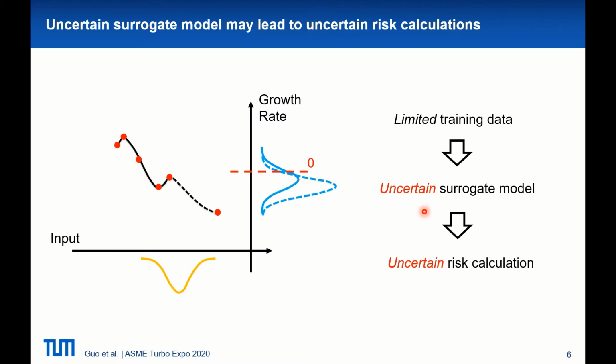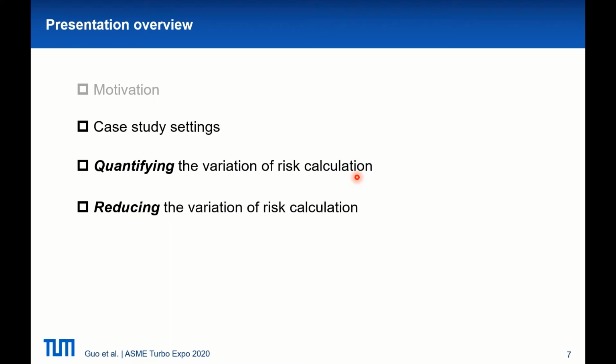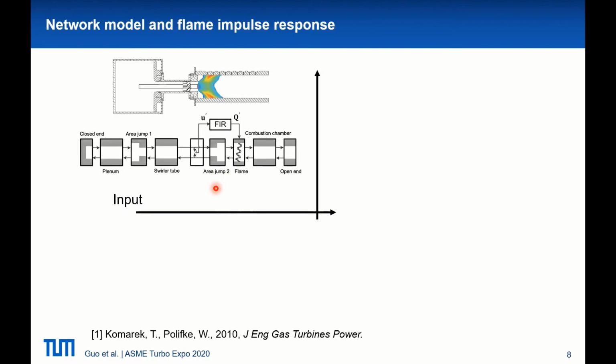That's exactly what we are trying to address in this work. We do that in two steps. To reach our final goal of reducing the variation of risk calculations, first, we will need to be able to quantify this variation. We will start the presentation by introducing the case study we are investigating. Then we'll go through those two steps. I will illustrate the main ideas and apply those ideas to the case study. Finally, I will summarize the main conclusions.